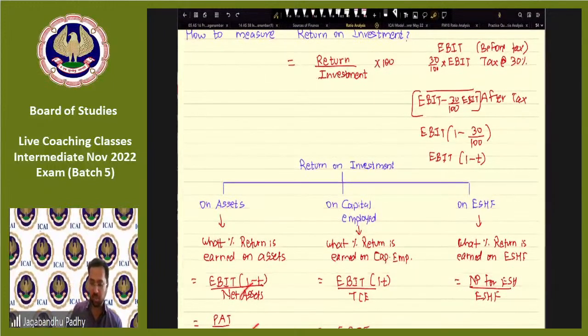Are these ratios clear, so that now we can go for the capital gearing concept? It's a very interesting concept, guys. Can we go for the capital gearing concept?